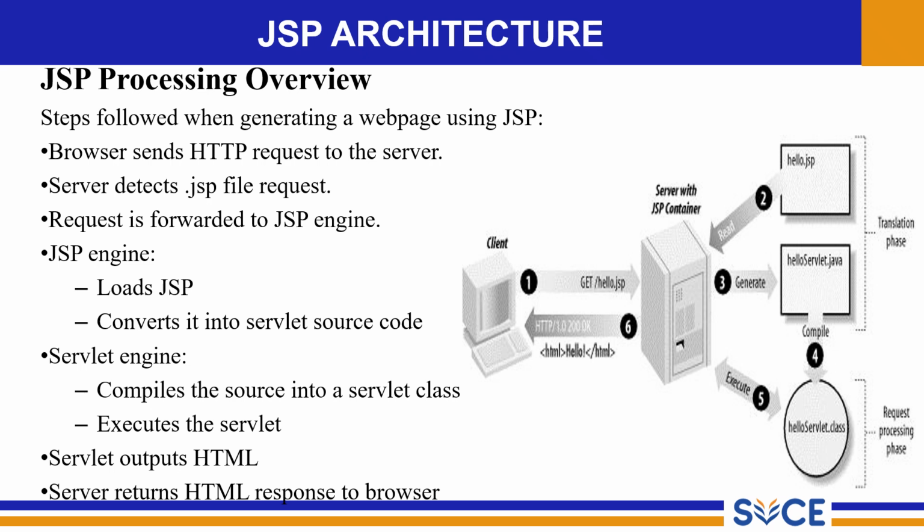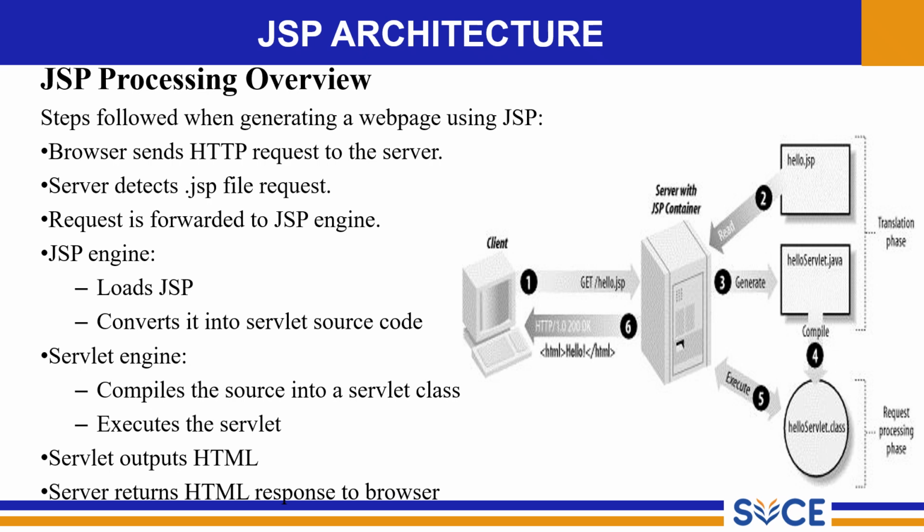The process begins when the browser sends an HTTP request to the web server. This happens when the user types a URL ending with .jsp or clicks a link that points to a JSP page. The web server receives the request and immediately identifies that this is not a static HTML page.